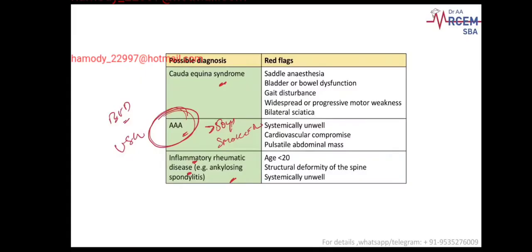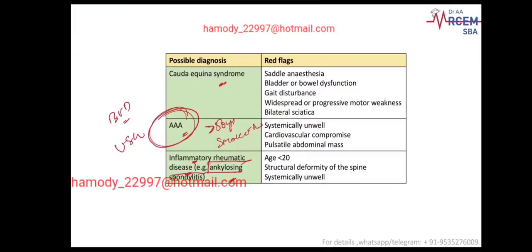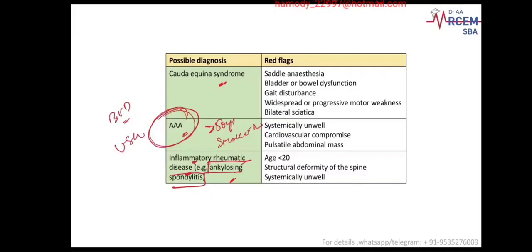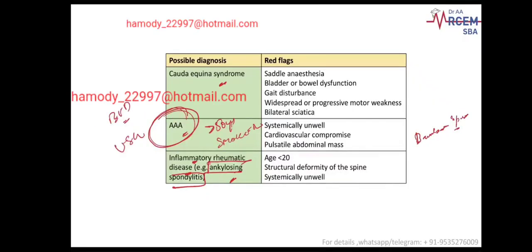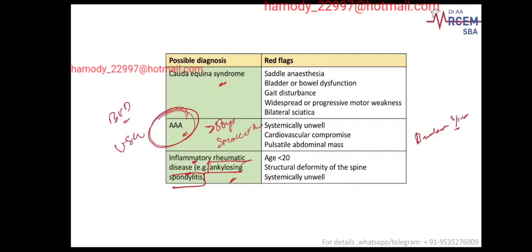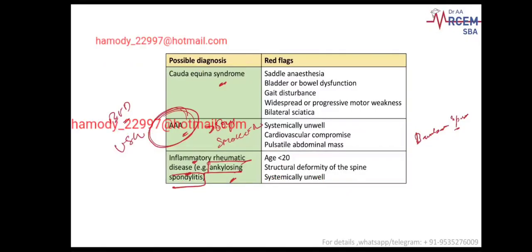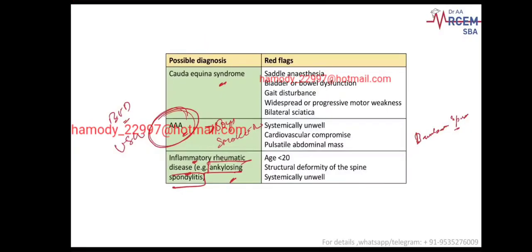Inflammatory rheumatic disease. The most important one you need to be aware of is ankylosing spondylitis, which we already learned about, which commonly presents with a bamboo spine. This spine is brittle and they can present with a fracture even with trivial trauma, or just movements can result in a fracture in these individuals. If the individual has any one of these, then you need to further evaluate in the emergency department.